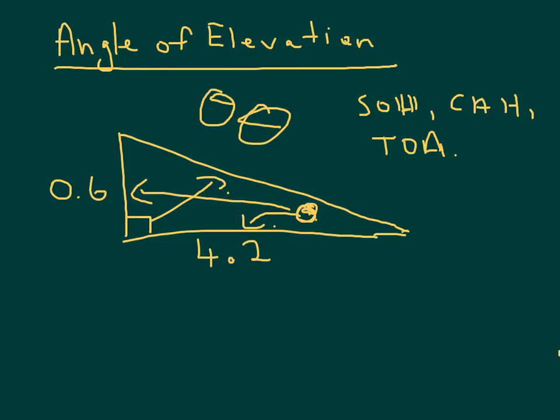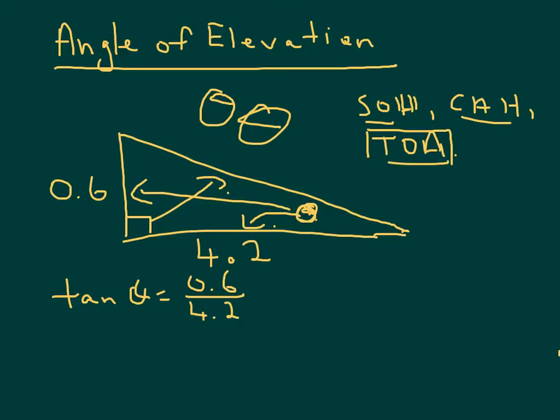So we're going to need the trigonometric ratio that has opposite and adjacent in it. Look at the ratios again. So, ka tawa. Clearly it's that one there, isn't it? It's the tangent ratio we need. So what we say is that tan theta equals the opposite side, which is 0.6 over 4.2.